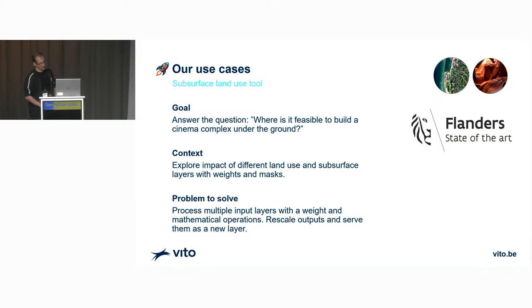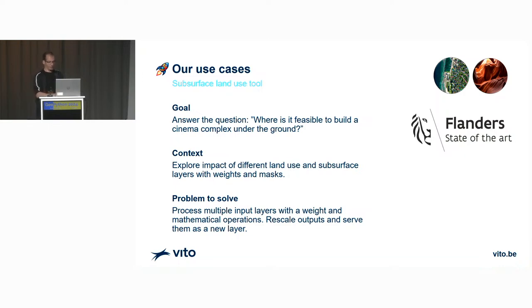Another use case, which involved more advanced calculations, was a question from a client from the government: where is it feasible to build underground, for example a cinema complex or parking garage? There were a lot of different input maps which should be combined with different weights. But the weights were unclear. The client didn't know how much the underground pollution has an effect on this scoring, or how much it matters whether there is a building on the surface already or not.